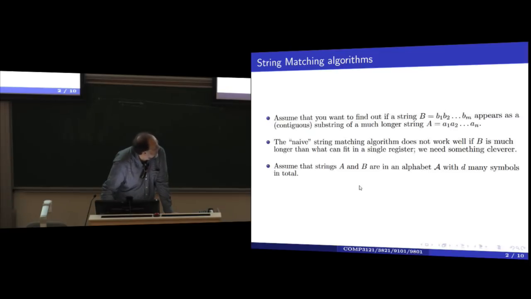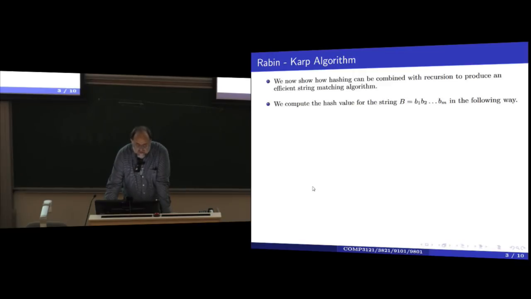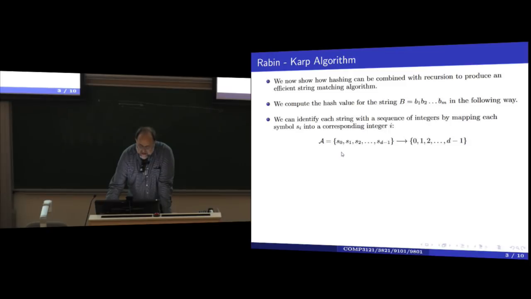So let's set up the problem. Assume that the strings A and B are in an alphabet A with D many symbols in total. The first thing we want to do is the following trick. Yes, exactly. Capital A, the script A, is a language, and D is the number of symbols in that language. To make things simple, we will map every symbol into its index. So instead of looking at generic symbols that can be, say, letters A, T, G, C for genetics, we would simply have numbers from 0 to D.